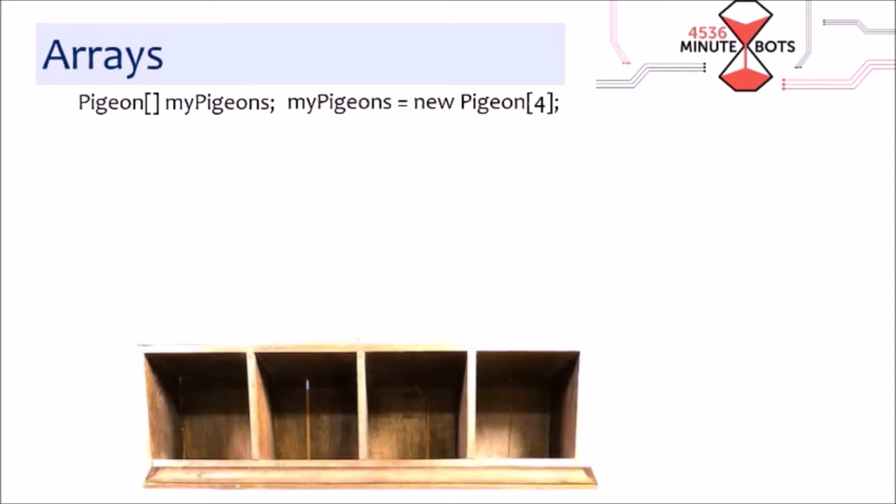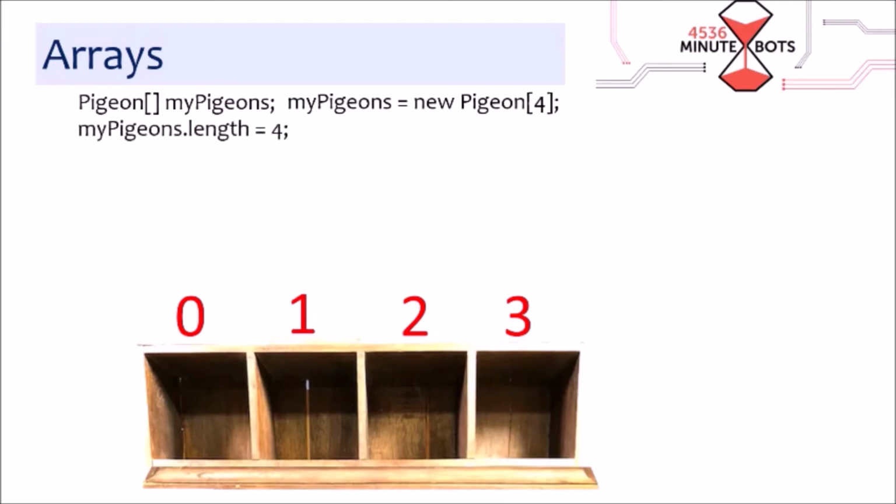So below is a visual image of what the myPigeons object is. It's basically 4 pigeonholes for pigeons. 0, 1, 2, and 3. Arrays are zero-based. Many objects in programming are, and that means that the first pigeonhole is actually slot 0. The second pigeonhole is actually slot 1. And when you're new to programming, this can trip you up a bit. Just remember that arrays are zero-based, and the first item that they reference is going to be 0.